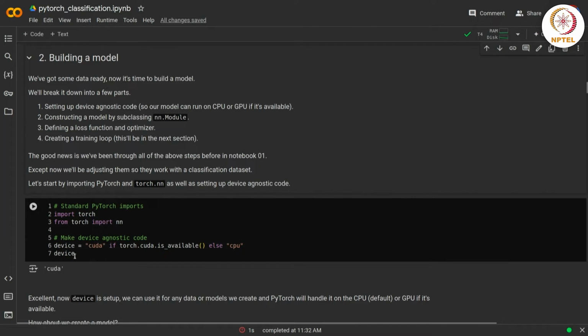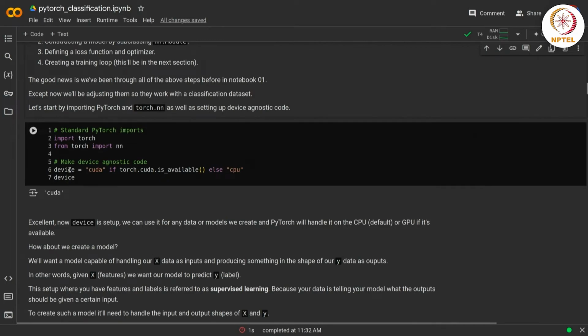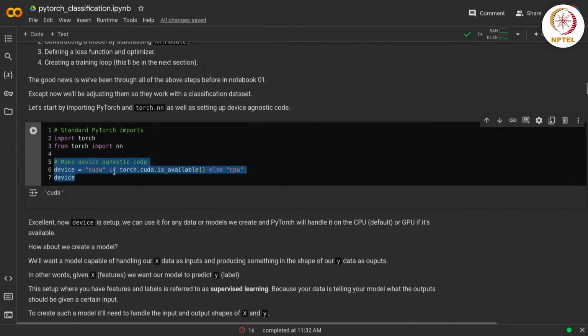These are the simple imports that you need: torch and nn from torch. And again, you might have seen this earlier, this is where we are defining a device. You might already know that neural networks train much faster on GPUs. But it's not guaranteed that everybody has a GPU. So you should make your code as device agnostic as possible. It should run on GPUs, and if you don't have a GPU, it should be able to run on CPU and RAM.